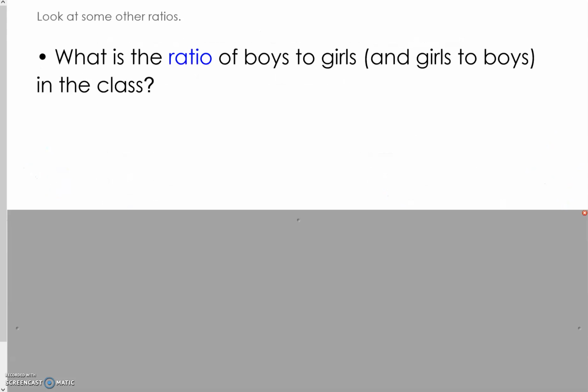Let's look at some other ratios. On your whiteboard, write down the ratio of boys to girls in your class. Pause the video and write it down on your whiteboard.